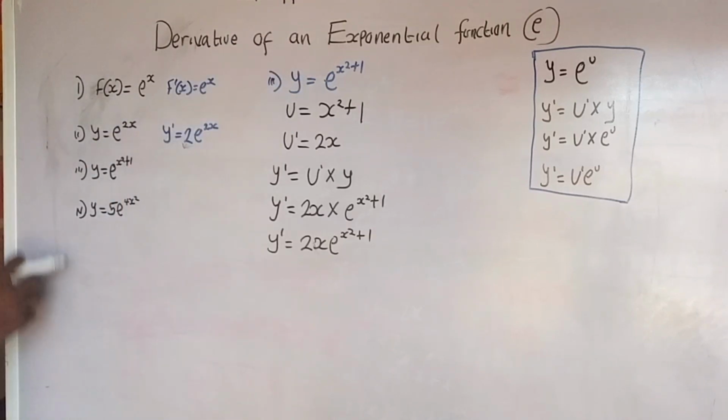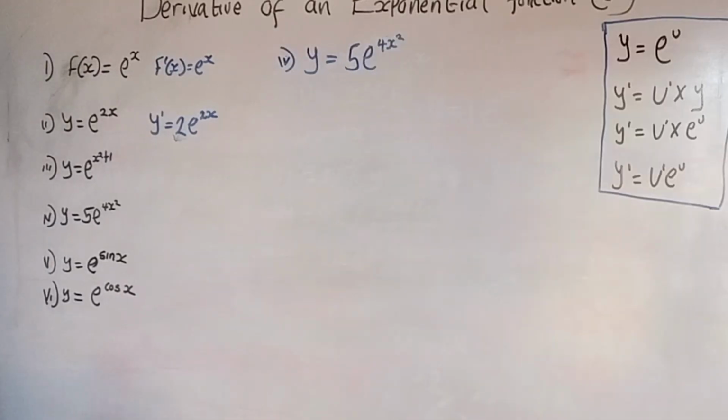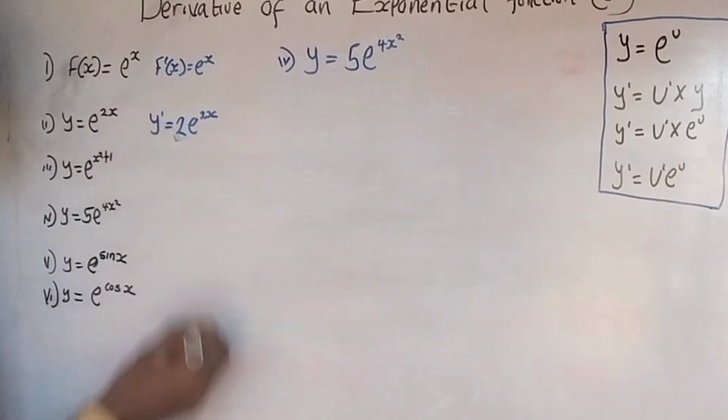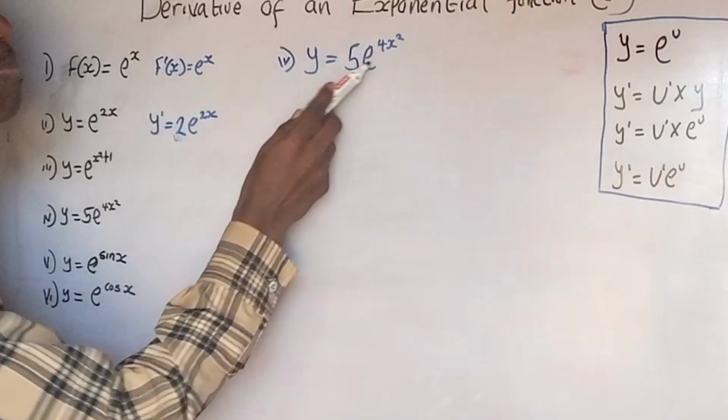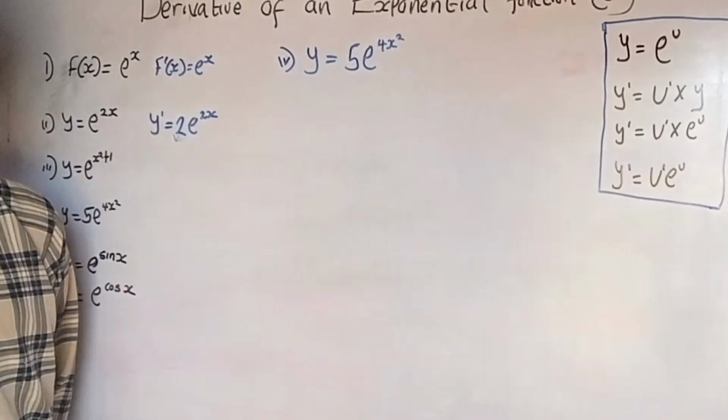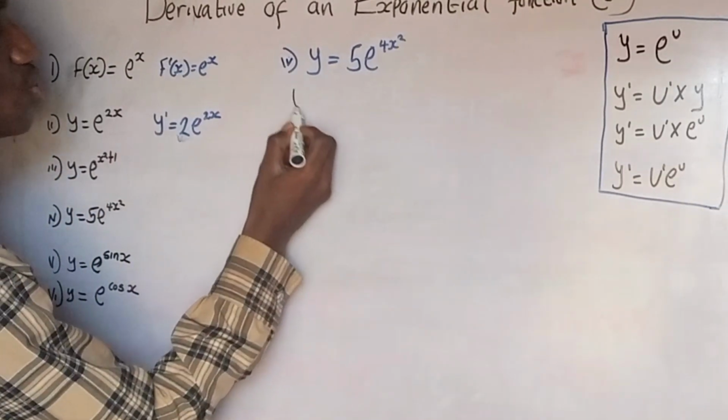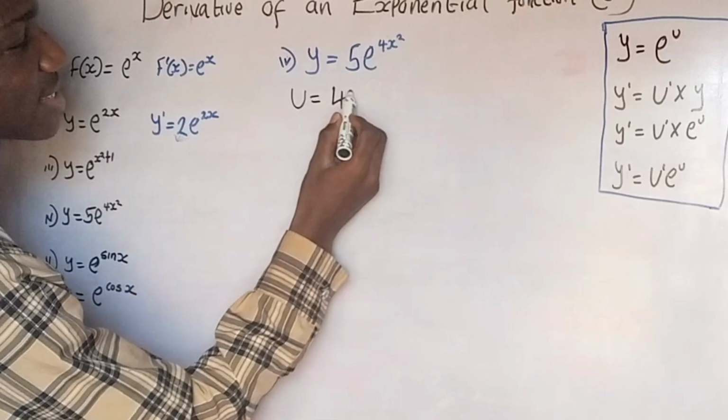Now let us proceed to the next question, which is the fourth question. y is equal to 5e raised to the power of 4x squared. What's the answer? You can drop your answer inside the comment box. I'm going to assess it. So now let's try this. Don't forget that the first thing is to set u equal to the power to which the exponential function is raised. In that case, I'm going to have u is equal to 4x raised to the power of 2.